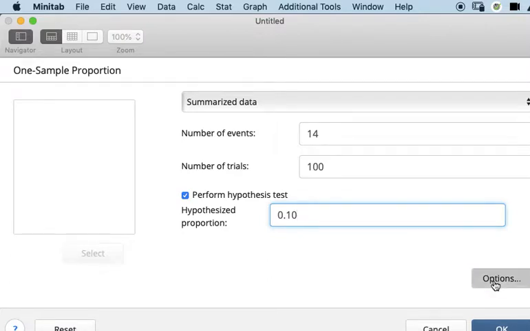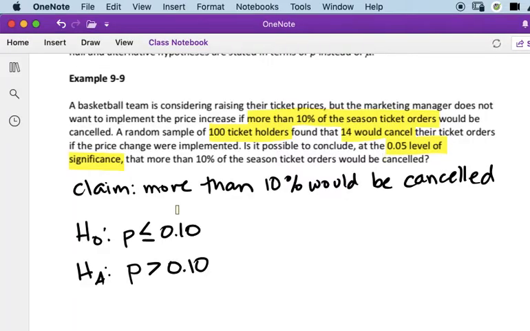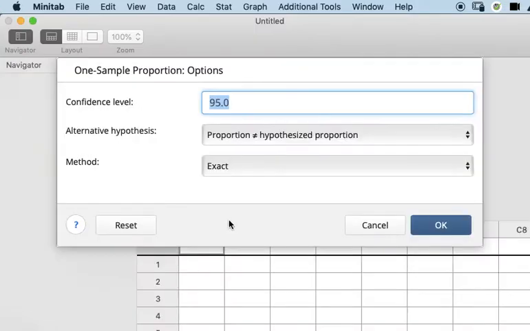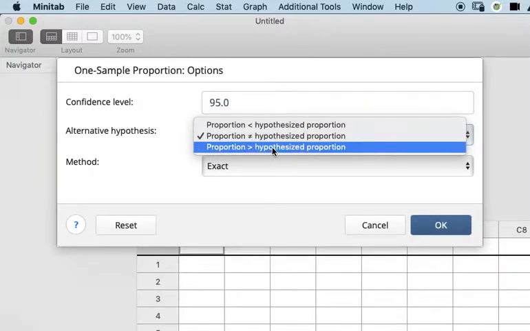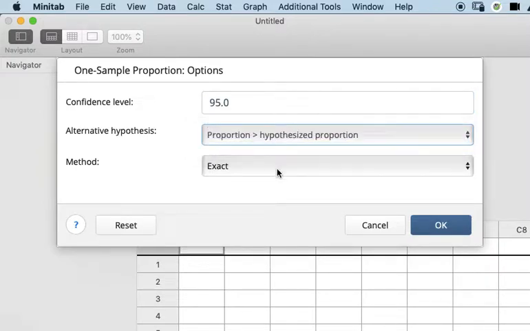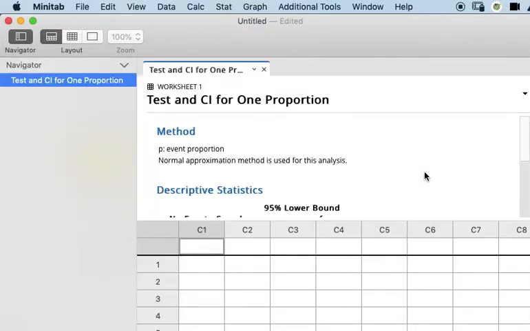Then I need to go to options. I can leave the confidence level the same since I'm not doing a confidence interval. My hypothesis here is that p is greater than 0.10, so I need to change this to proportion is greater than hypothesized proportion. And then I always need to change the method when I'm doing a proportion problem to normal approximation. Click OK, and click OK again.